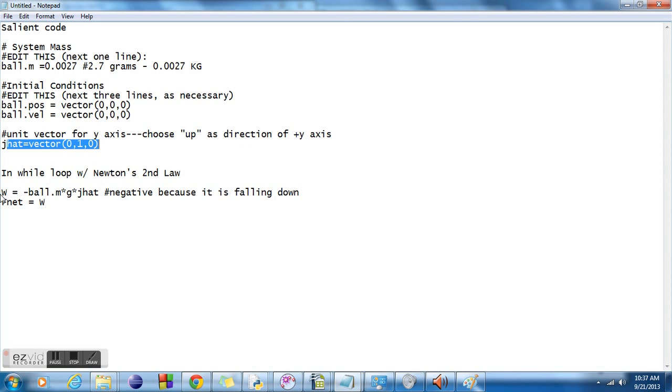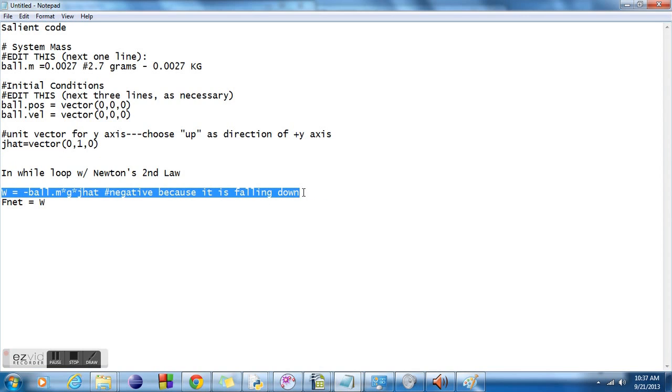In the while loop that uses Newton's second law to predict motion, we have the weight force equal to the ball mass times gravity times j hat, and then we set the F net equal to W because we're assuming no other forces are operating on the ball but this weight force.